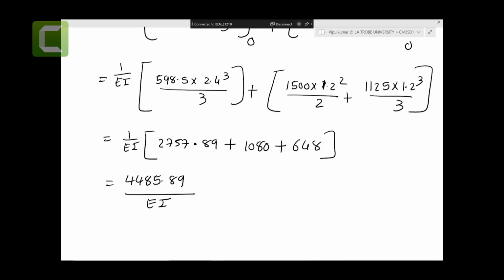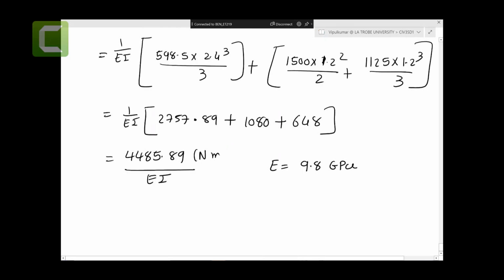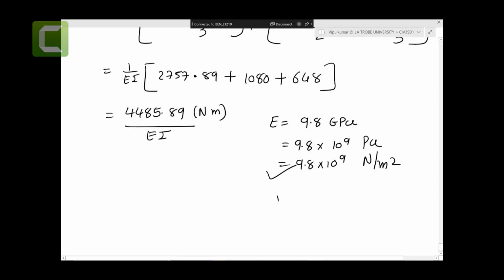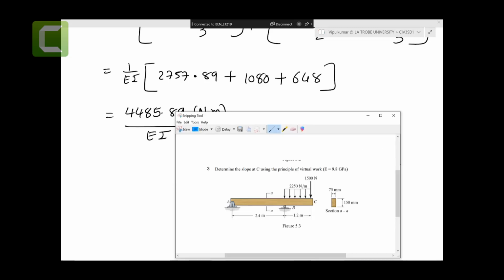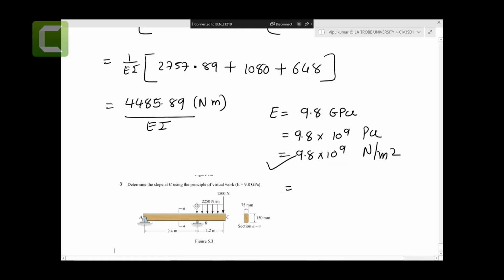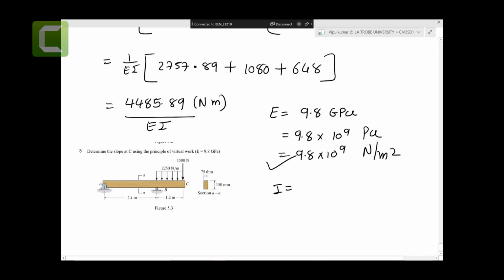Young's modulus is given. Young's modulus is equal to 9.8 gigapascals, and our unit, you remember, is Newton meter, right? We're working in Newton meters, so let's convert that. Gigapascal is 10 raised to 9 pascals. So 9.8 times 10 raised to 9 Newton per meter squared. That is done. For I, we have been given the cross sections. If you can see in the diagram here, we have been given the cross sections.